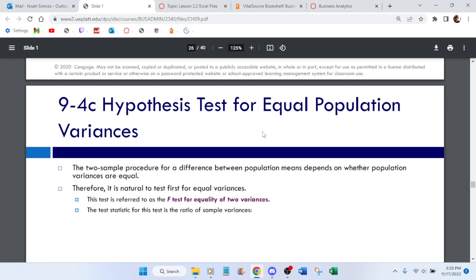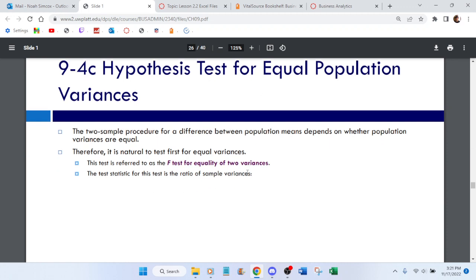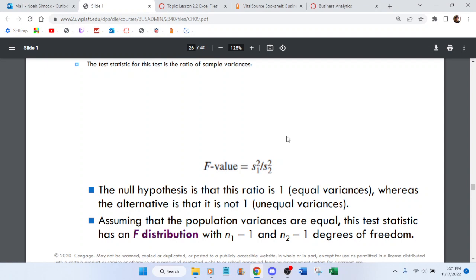Hypothesis test for equal population variances. F distribution.